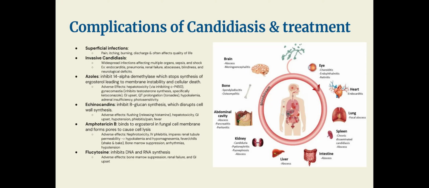For echinocandins, they inhibit the beta glucan synthesis to stop the cell wall from growing. People get flushing, as it sometimes can release histamine, as well as the same thing with the hepatotoxicity and GI upsets. For amphotericin B, this one's very toxic, so you have to be very careful and monitor the patients closely with this one.